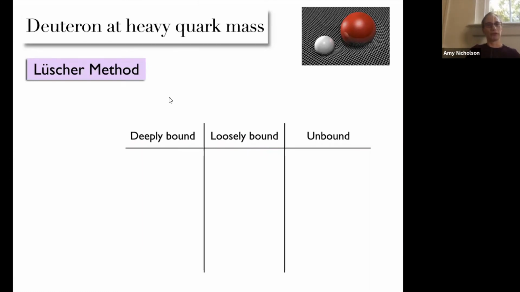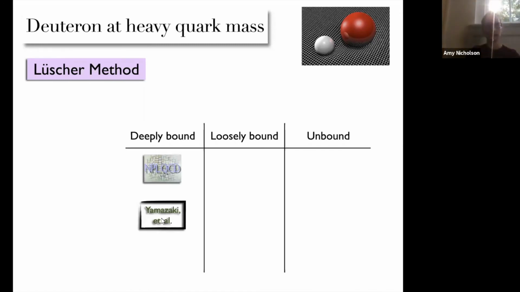With the Lüscher method, these two groups used it for this heavy quark mass and found that the deuteron was very deeply bound, much more deeply bound than it is in nature. Also using the Lüscher method, my group, CalLat, found two bound states, one which was deeply bound, which coincided with the ones found by these groups, and one which was loosely bound, roughly what it is in nature.